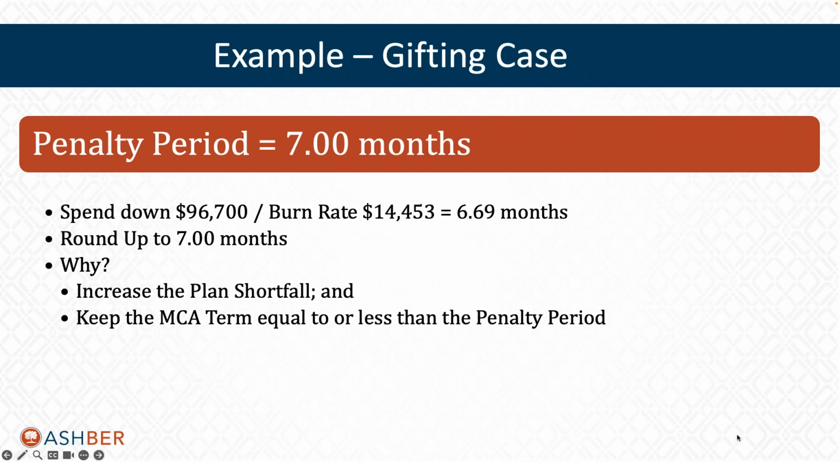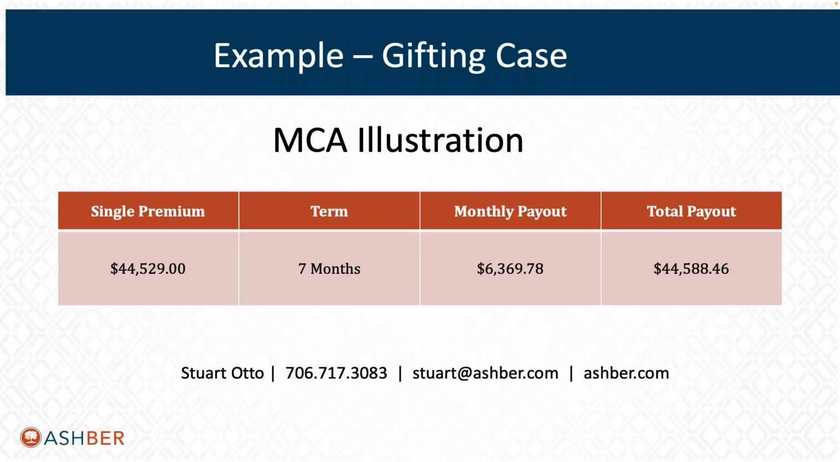In our illustration, all right, there we go. I went back the wrong way. Sorry about that. So here's the next page. Still in step 6, we're doing the annuity illustration. This is the type of illustration you would see from our office. So if you email me, say, hey, Stuart, I need to run an illustration on a $44,529 premium, term 7 months, this is what would kick out to you. I would email this to you.